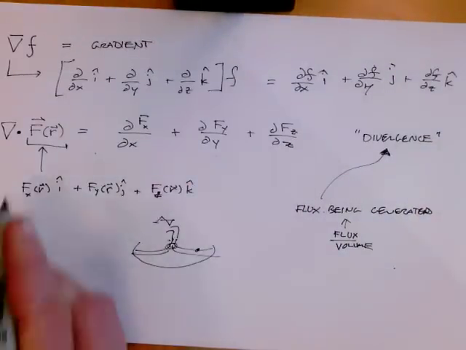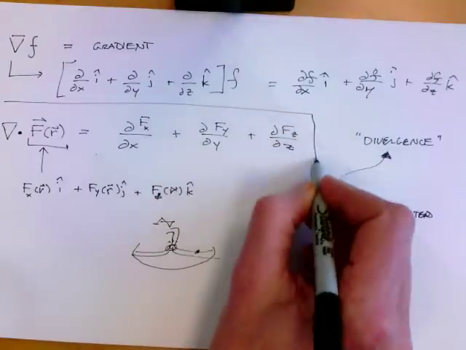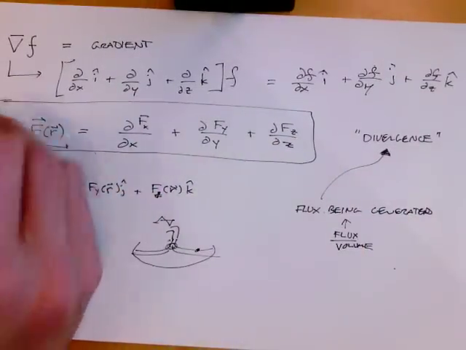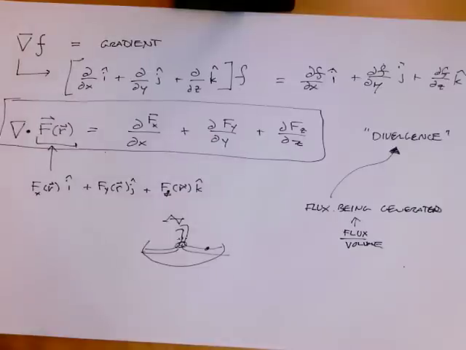So the idea of divergence is directly connected to flux. It's the local way of talking about flux. We've so far talked about flux at an integral level. Divergence allows us to start to talk about flux at a differential level.